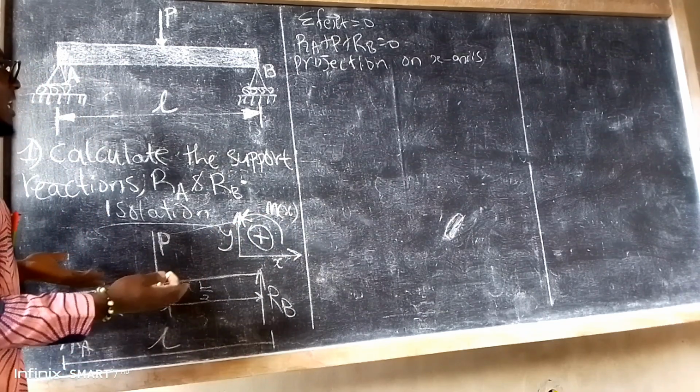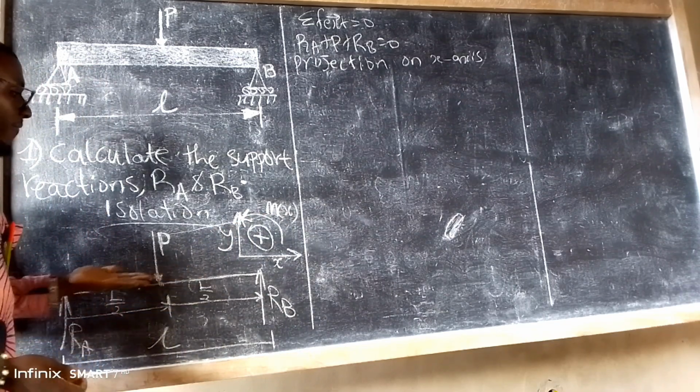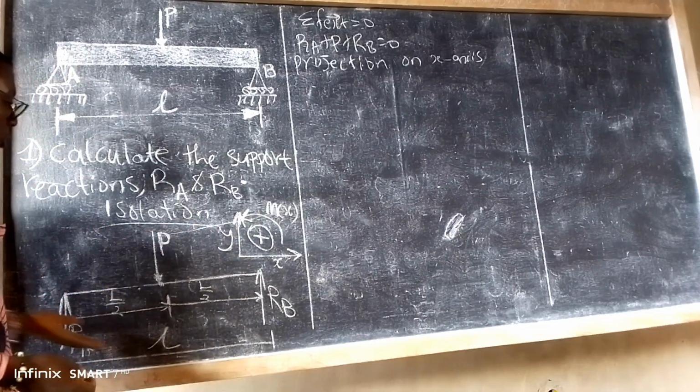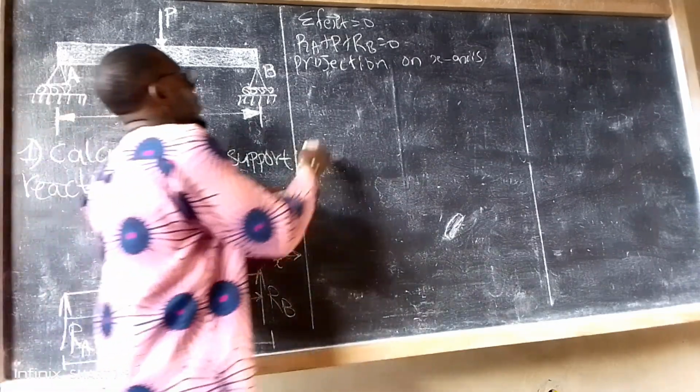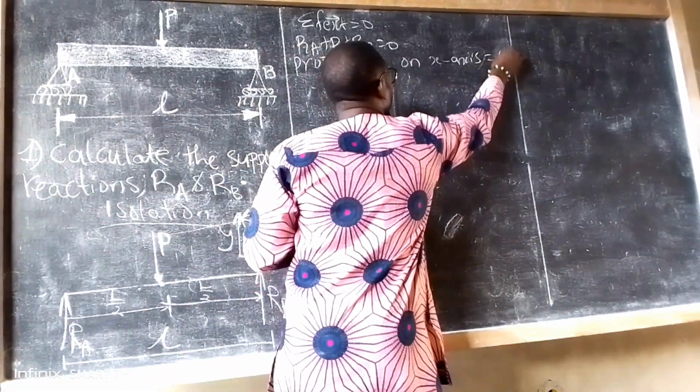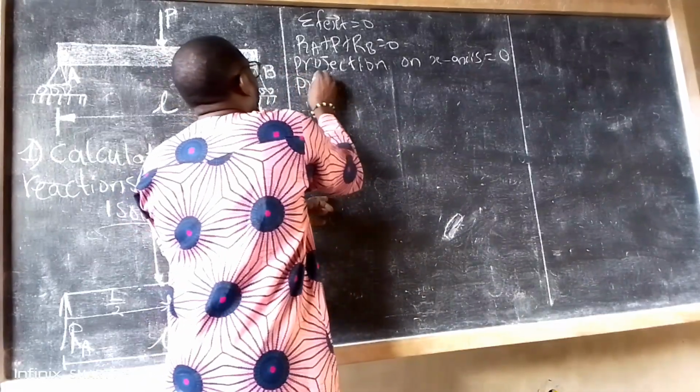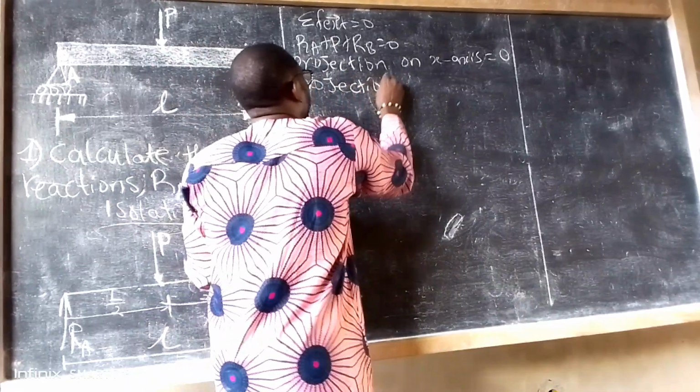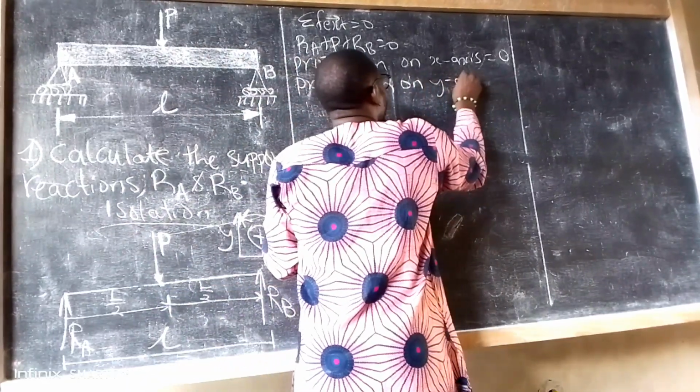Now, projection on X axis, we discover that there are no horizontal forces on this beam. There is no horizontal force. So the projection on X axis is equal to 0. Now, projection on Y axis.